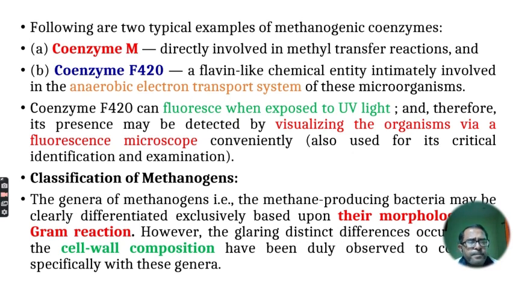And this coenzyme also has another character. When this coenzyme is exposed to UV light, it fluoresces. It shows bright light. So, in order to detect the presence of this bacteria, you can use this technique. Expose these bacteria to UV light. If these methanogenic bacteria show fluorescence, we can say that this bacteria belongs to the methanogenic bacterial group.